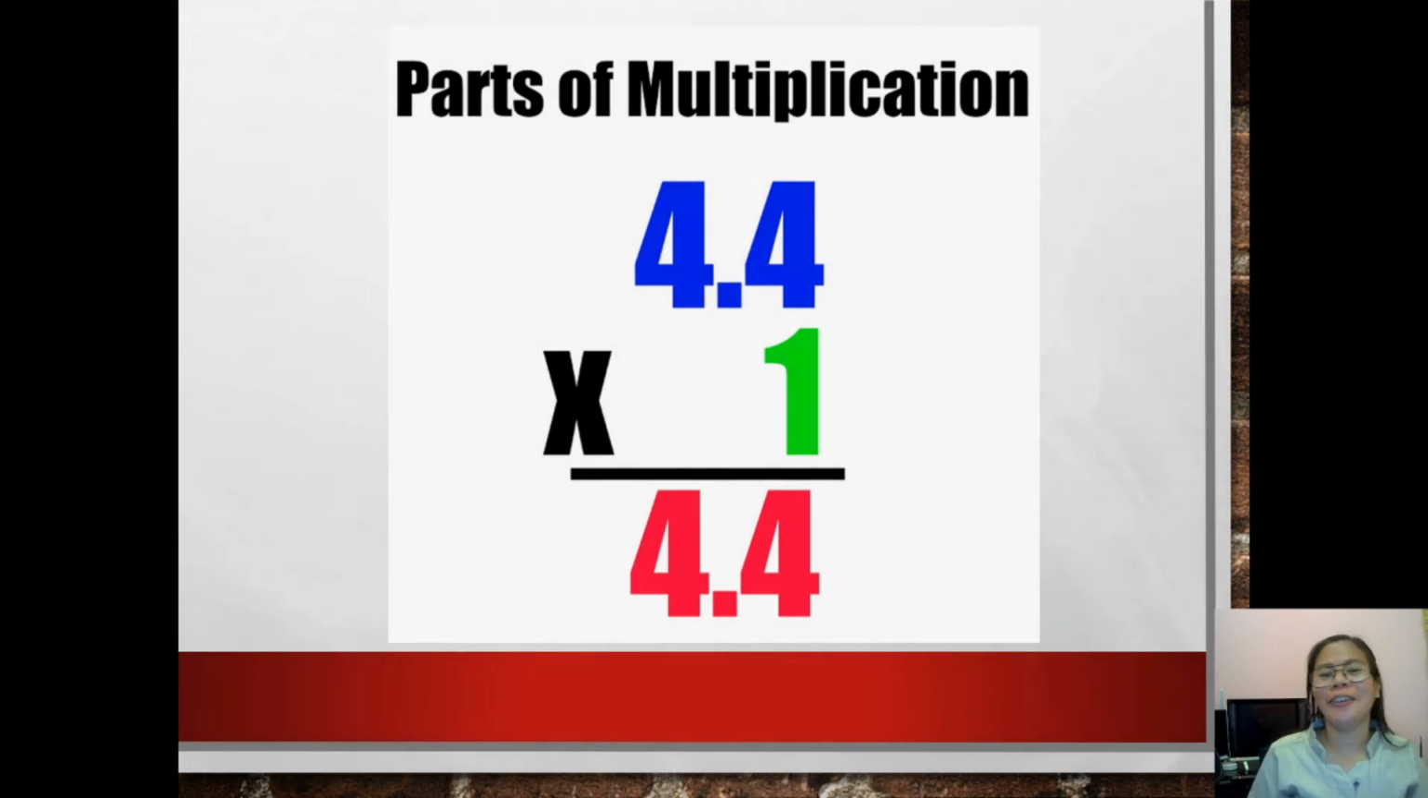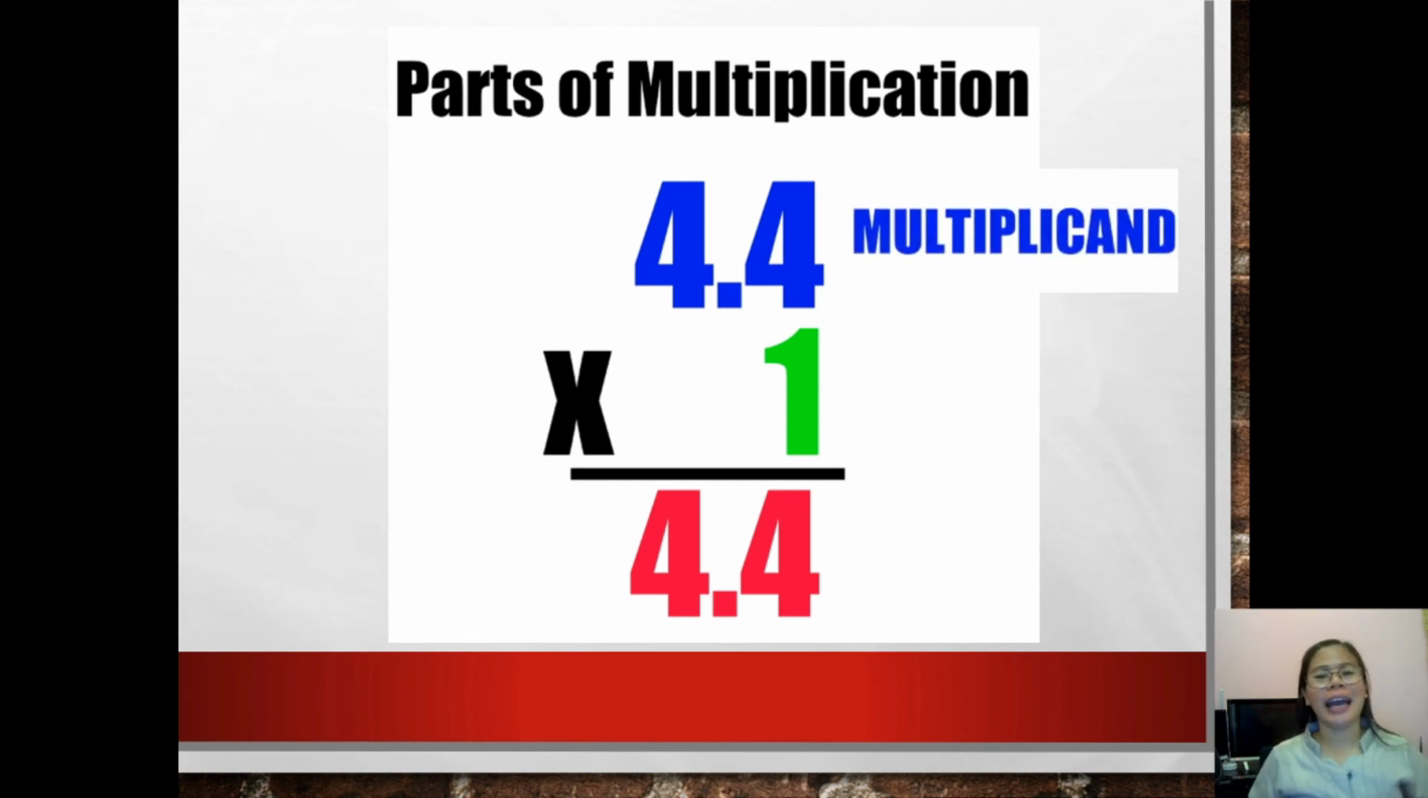Can you name the parts of the multiplication? As you can see on our monitor, we have here the different colors of the multiplication. We have the color blue, the green, the red, and the letter X. What is the first part of the multiplication? It is very good. It is the multiplicand. Multiplicand. And what do you think is the second part of the multiplication? What is the green color number in the multiplication?